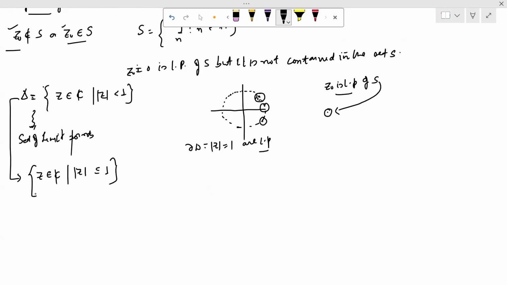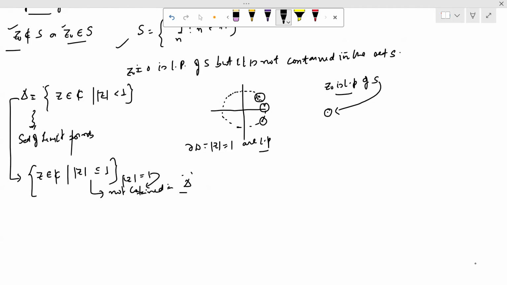Is that clear? Yes, sir. These points, mod z equal to 1, are not contained in the set delta, but still they are limit points. So it is not necessary that limit points will always be contained in the set. It may be possible that limit points are not contained in that particular set. One of the examples was S equal to 1 upon n. Another example I gave you this way. All these things you have to remember.